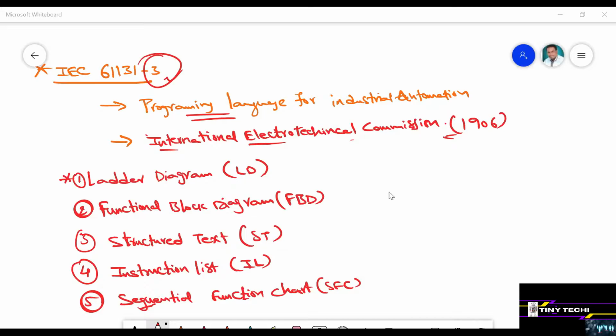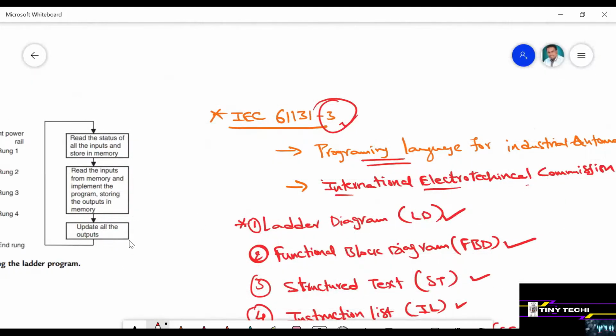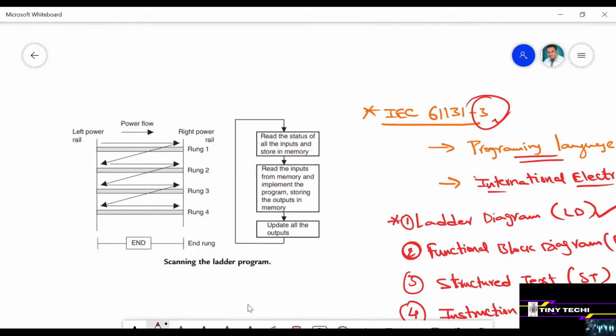So coming to these programming languages, the first is the ladder diagram, the second is the functional block diagram. Later we will discuss structured text, instruction list, and sequential function chart. Briefly, we are discussing the ladder diagram first. You can find these 2 vertical lines, which are called rails. There are 2 rails, a positive rail and a negative rail.